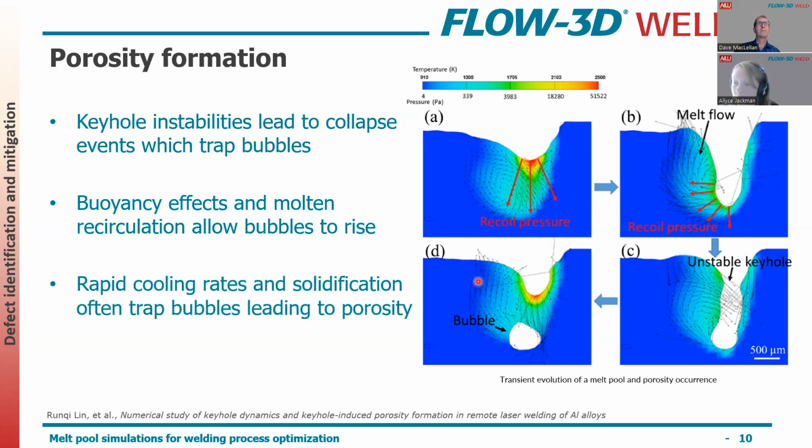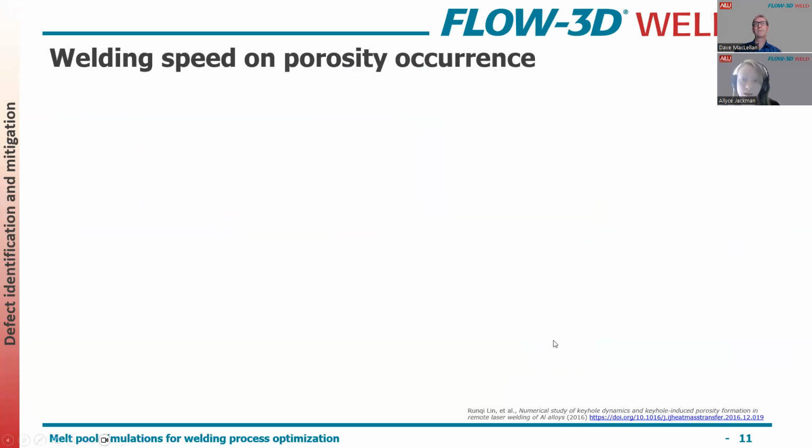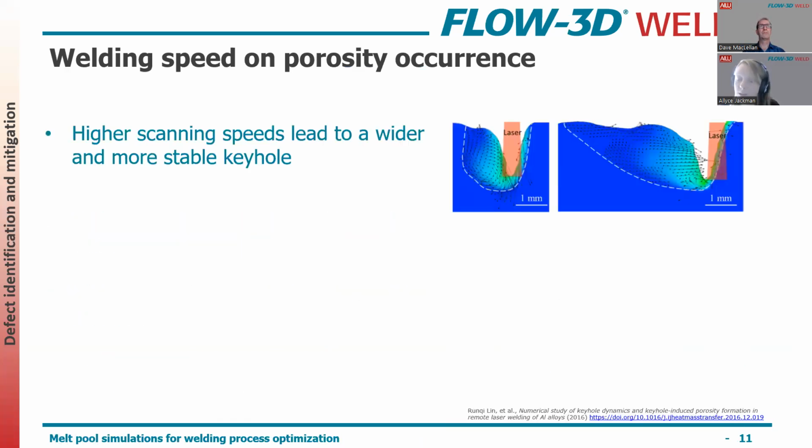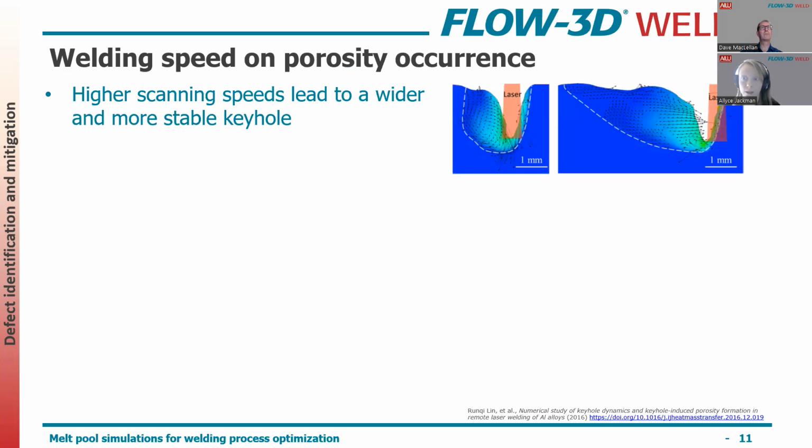And so, because these processes tend to have very high solidification rates, very high cooling rates, this solidification front will come in and it'll trap those bubbles pretty much instantaneously. And in some cases, like I said, they get released. But what you end up with is a lot of porosity. So what they looked at in this case specifically was how can we use the welding speed to mitigate that porosity, and what is the welding speed due to the keyhole stability that's leading to that porosity formation.